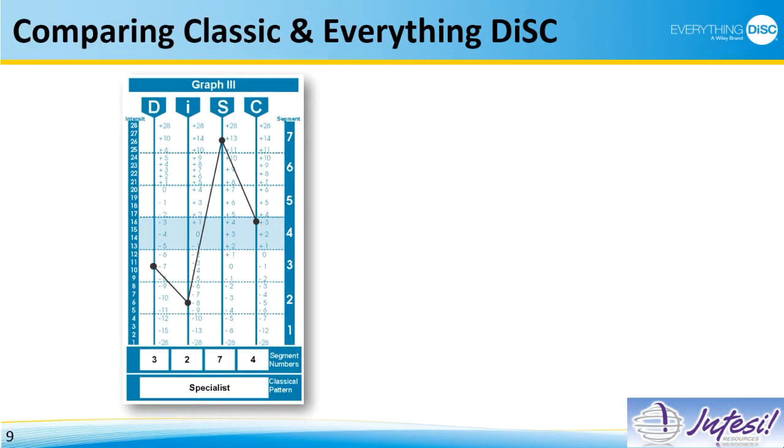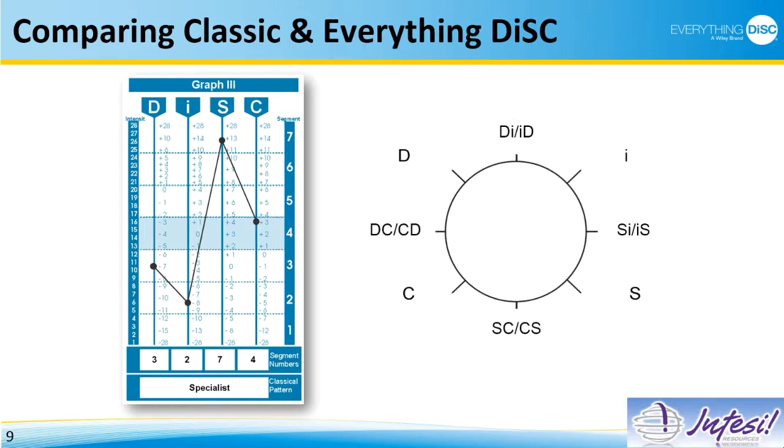DiSC Classic, using the forced choice response method on 28 sets of words, plots how you score in 4 distinct styles. The Everything DiSC assessment uses the circle or circumplex as an intuitive way to represent the DiSC model based on responses to a number of statements. There are about 80 of them, and it is not a definite number, and that depends on how the person responds to the statements. To keep it simple and memorable, however, the Everything DiSC model measures 8 scales, the original 4 from DiSC Classic, plus an additional 4 blended styles.